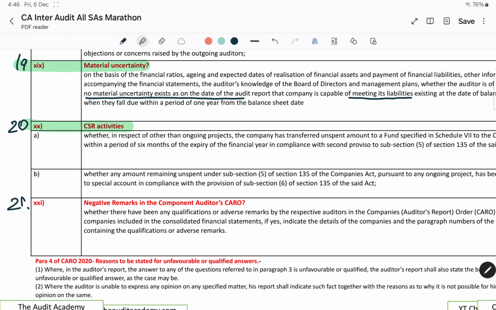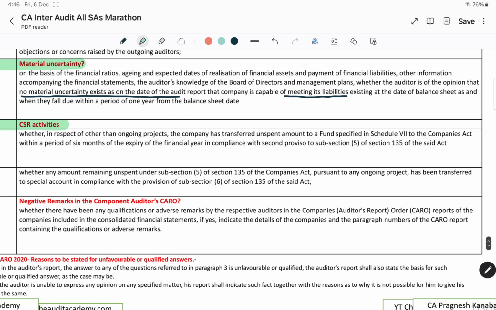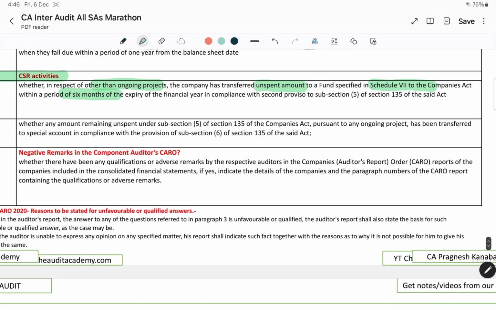Clause 20 is CSR activity. Whether in respect of other than ongoing projects, the company has transferred the unspent amount to a fund specified in Schedule 7 to the Companies Act 2013 within a period of 6 months of the expiry of the financial year, in compliance with Section 135, subsection 5 of the Companies Act.